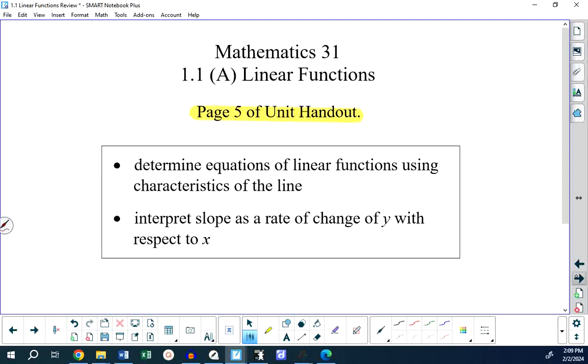And that isn't a criticism of the grade 10 teachers, it's because that's the way we do things in grade 10. So we're going to be determining equations of linear functions, knowing characteristics of the line, and then interpreting slope as what we call a rate of change of the dependent variable with respect to the independent variable.